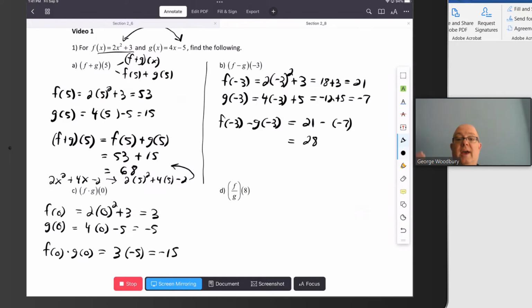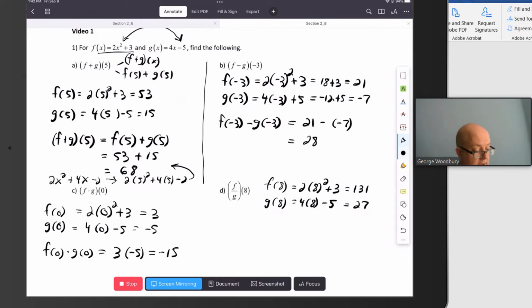All right, last example, we've got f over g of 8. So I need to find f of 8 first, g of 8 second, and then I can divide those two results. F of 8 is 2 times 8 squared plus 3. 8 squared is 64. 2 times 64 plus 3 is 131. 2 times 64 is 128 plus 3 more. G of 8 is 4 times 8 minus 5. 4 times 8 is 32. Minus 5 is 27.